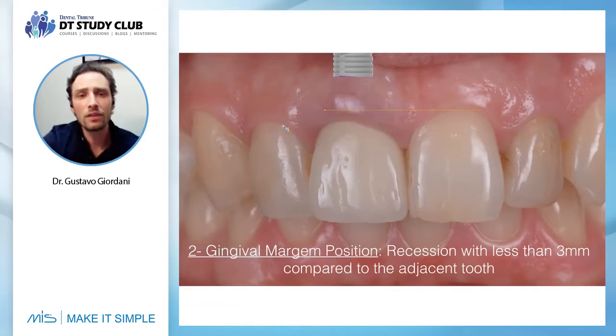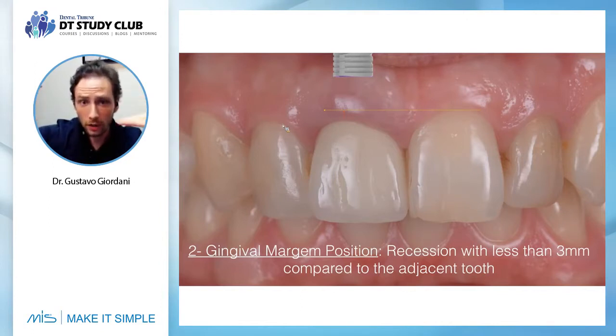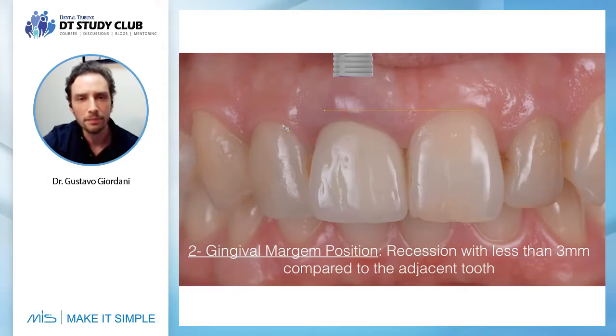So if I have a situation like Monica's case, I have enough bone to place the implant in the correct position. I have soft tissue in the correct position, with the gingival margin coronal compared with the adjacent tooth. I have the perfect indication for the immediate implant.